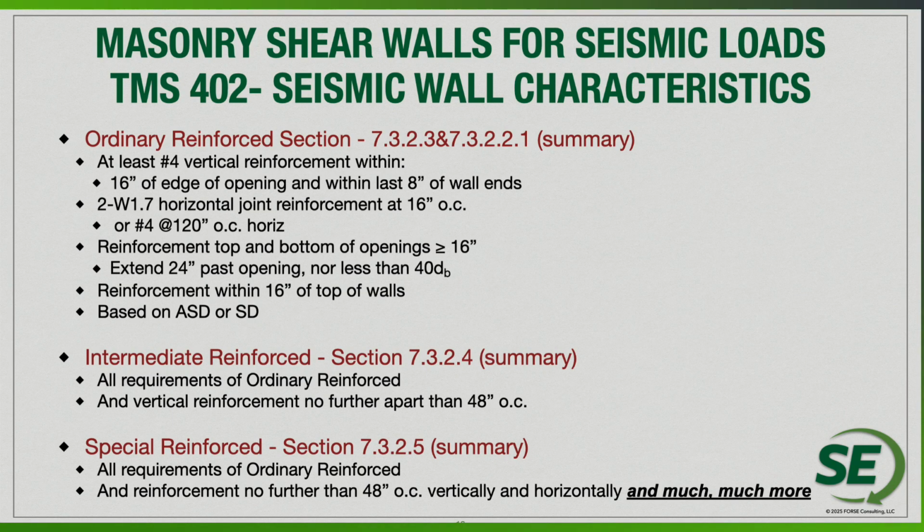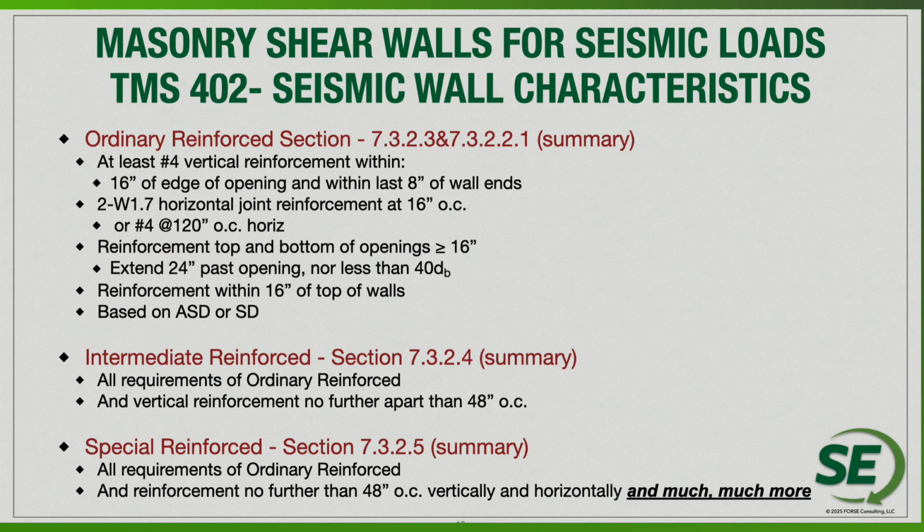Getting to the different seismic wall characteristics, we know that for ordinary reinforced masonry shear walls, we have different detailing requirements that are going to be there for our reinforcement. We know that we need at least a number 4 vertical reinforcement within 16 inches of the edge of the opening and within the last 8 inches of the wall.